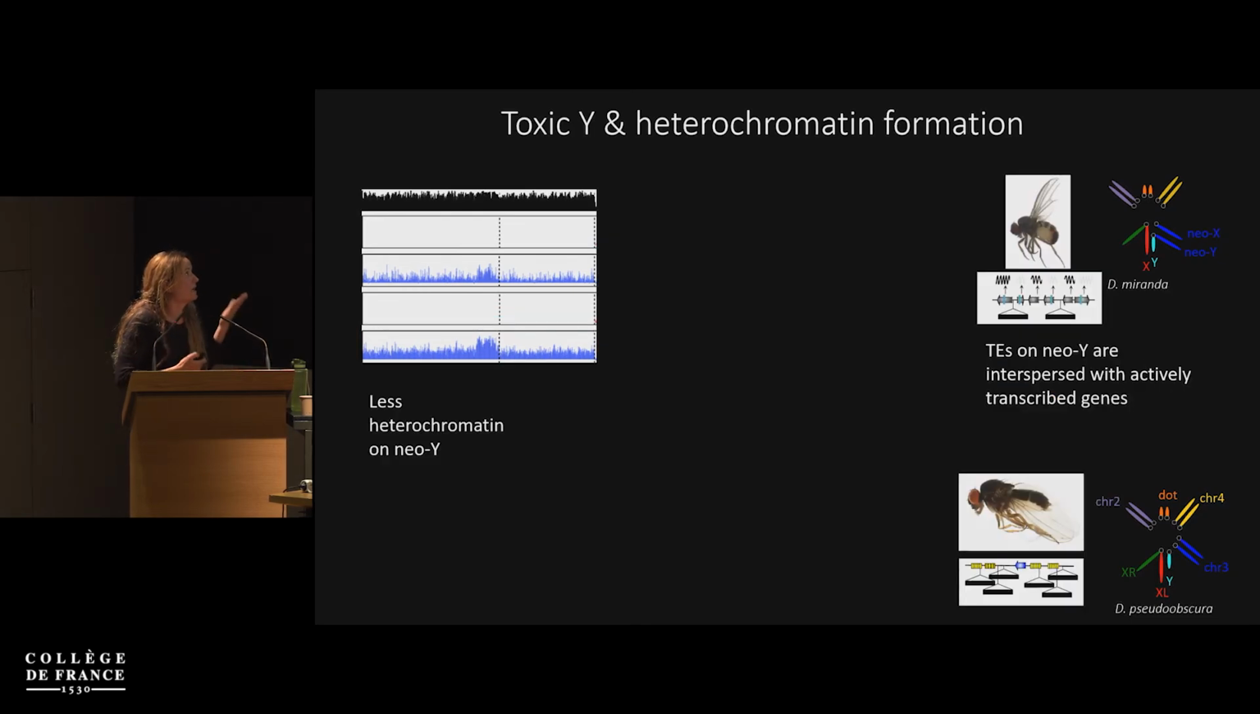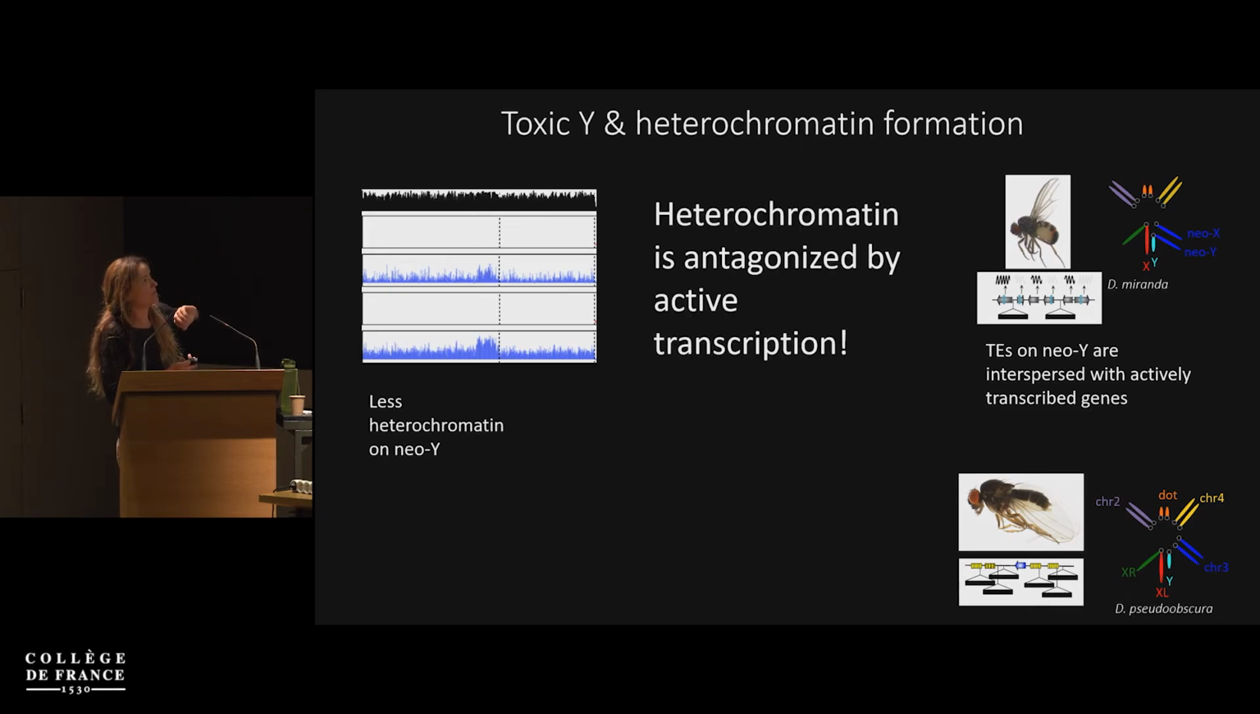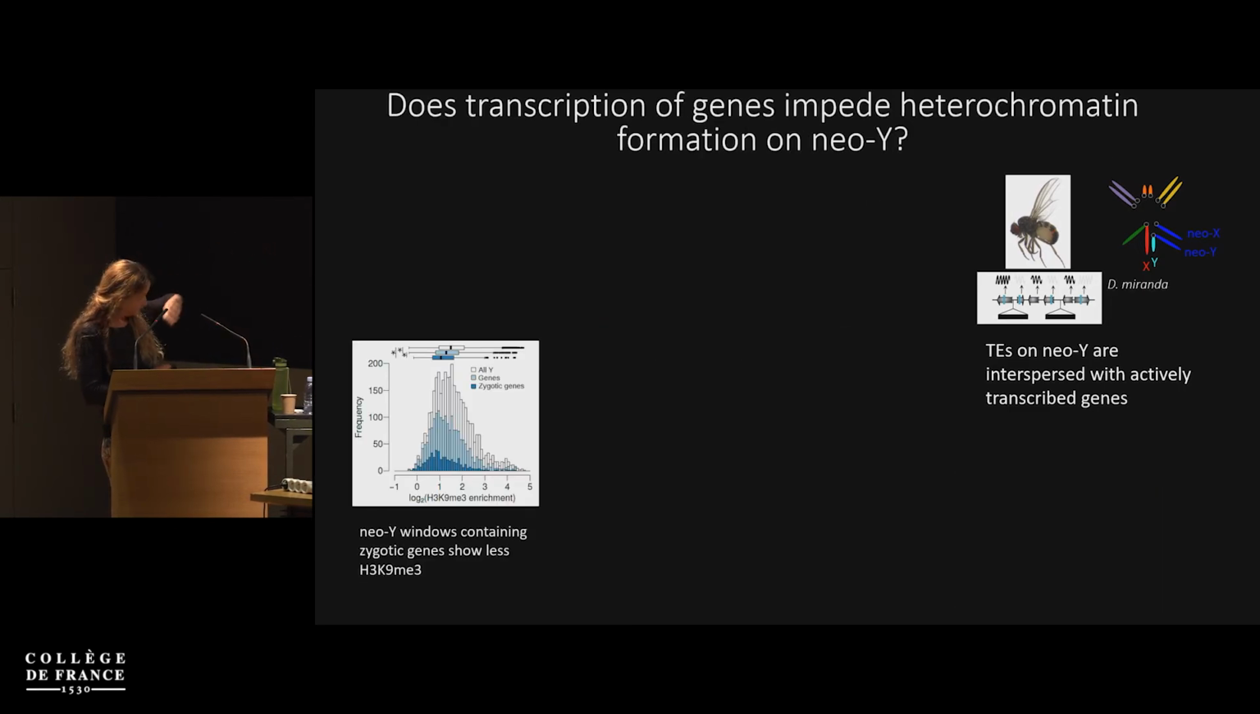What we think is going on here is that it is well known that active transcription impedes heterochromatin formation. And as I showed you earlier, the Drosophila miranda neo-Y chromosome is full of actively transcribed genes. So our hypothesis is that this active transcription of genes is causing improper silencing of adjacent transposable elements. We can test that by looking at heterochromatin enrichment across the neo-Y chromosome, using a sliding window approach and looking at windows that either do have actively transcribed genes or not.